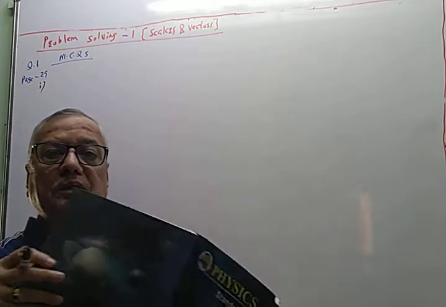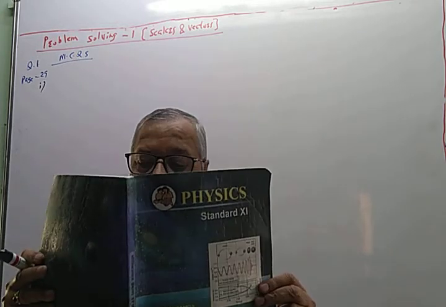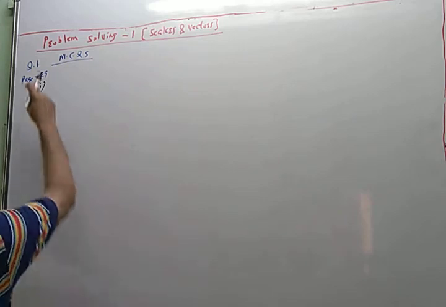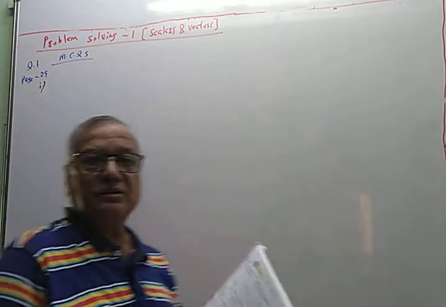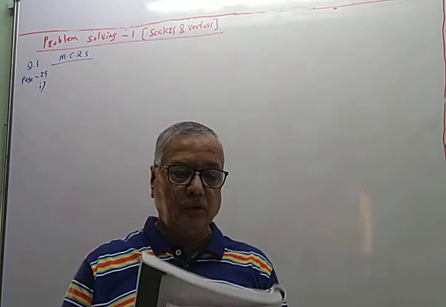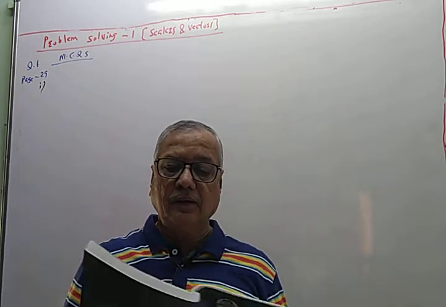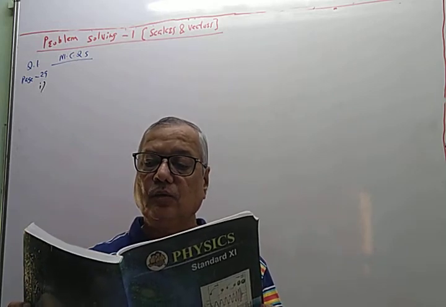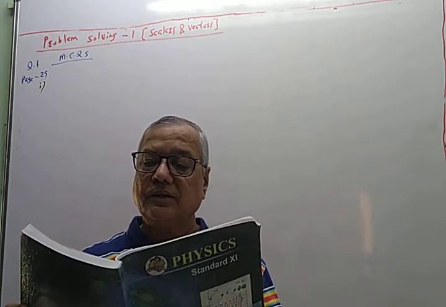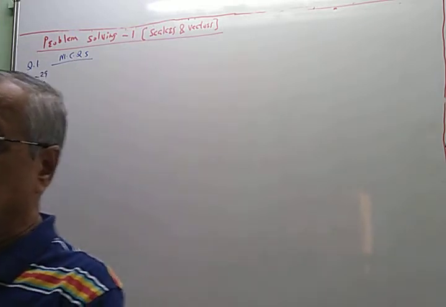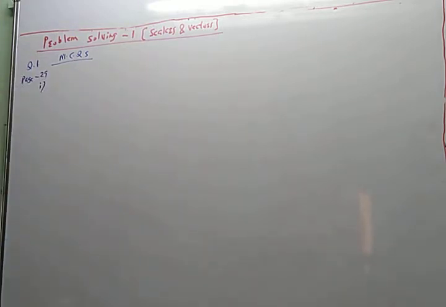So the problem is from our book, page number 29. All the problems on this chapter are on page number 29 of our board book. So the resultant of the two forces, 15 Newton and 10 Newton acting along the positive x and negative x axis respectively is. So there are two forces acting, but they are in opposite direction.